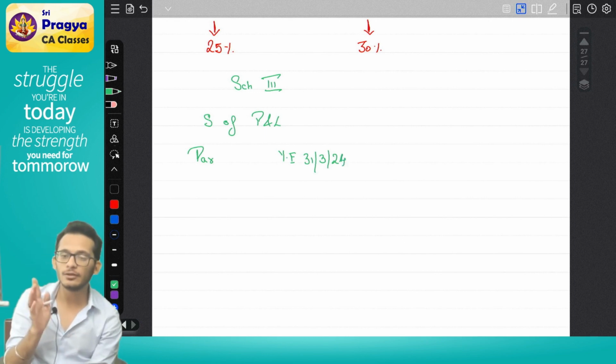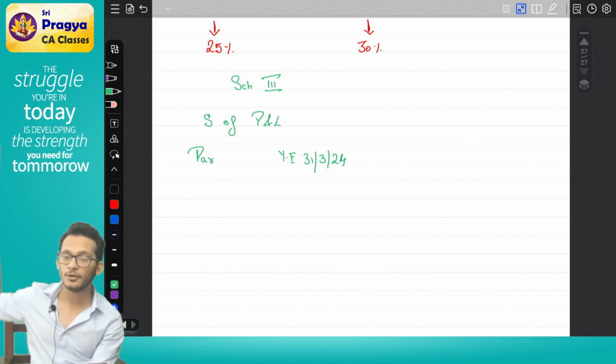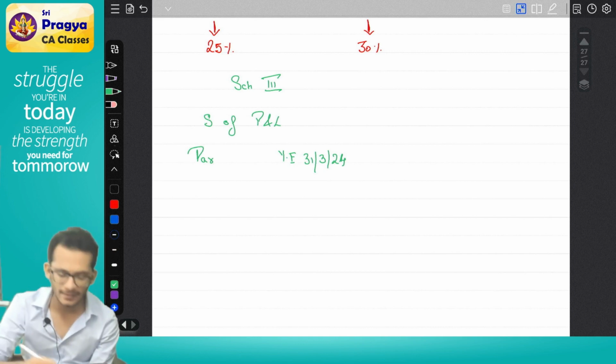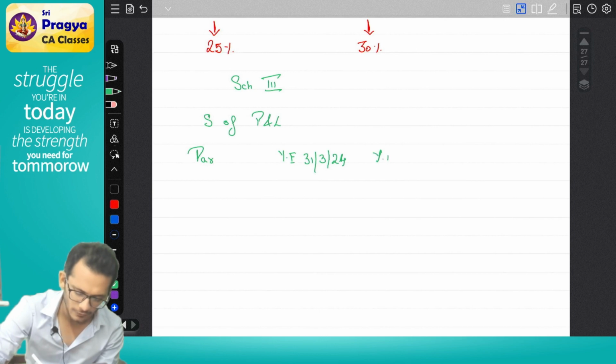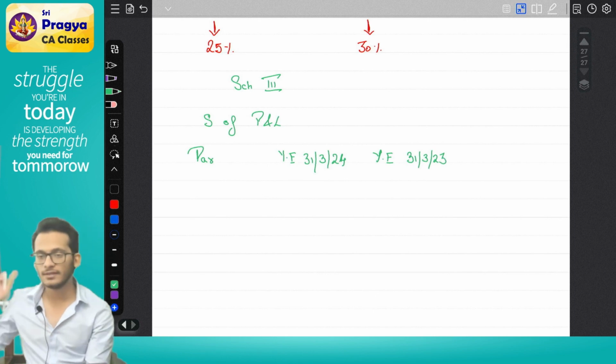Now if you remember Schedule 3 properly, you cannot just prepare for 23, 24. You also have to show 22, 23. Yes or no? So you have to show the year ending 31st March 2023. This is how your Schedule 3 will look.